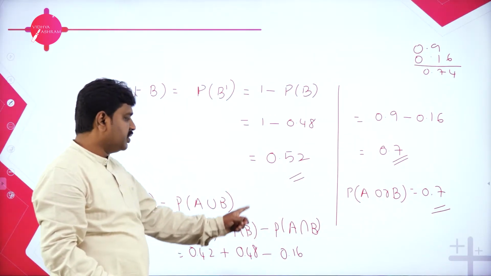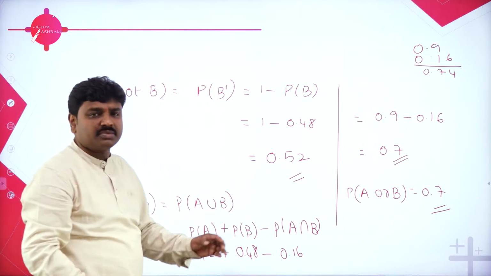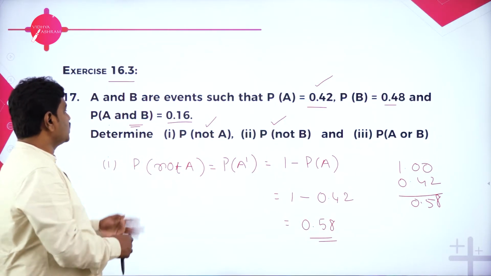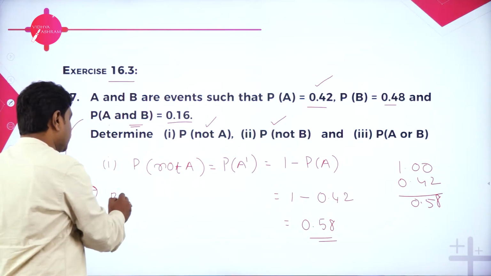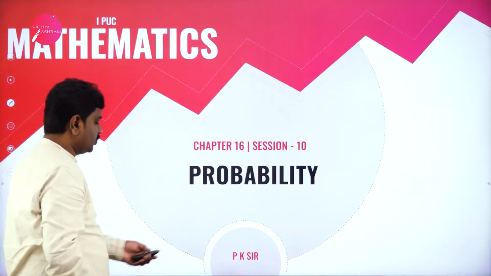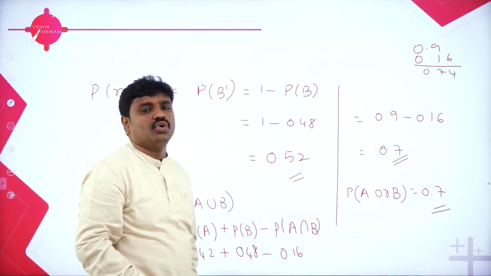So axiomatic approach. What is P of A union B? P of A plus P of B minus P of A intersection B. Intersection B means what? Both, or "and." So they have given P of A and B is 0.16. P of A and B is symbolized as P of A intersection B. That is given as 0.16. That's what we used in the formula.